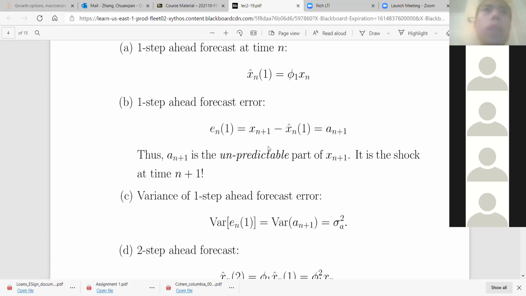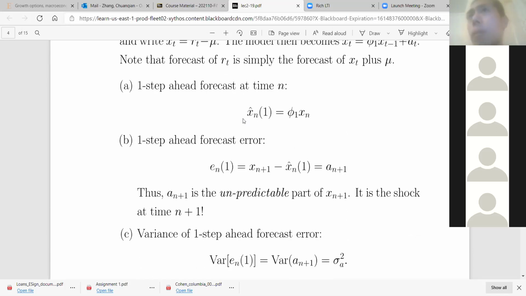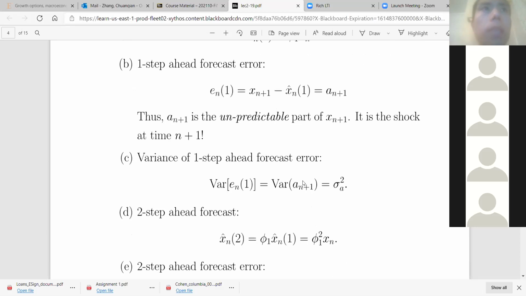Okay, so now the question is that there could be some errors. How do we compute errors? Remember, we have already calculated the forecasted value in the first step. Now if we know the next period value n plus 1, we can take a difference, and that number will be simply the error. So the error at n plus 1 is unpredictable, right?